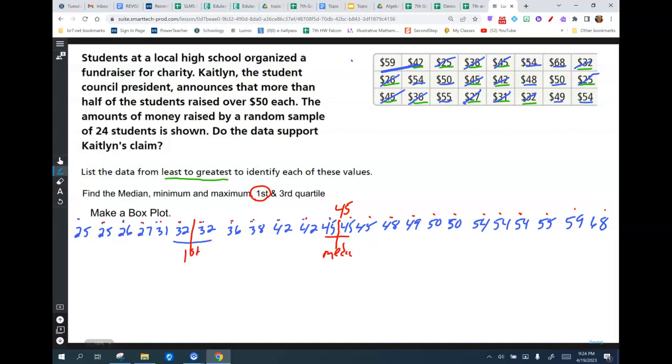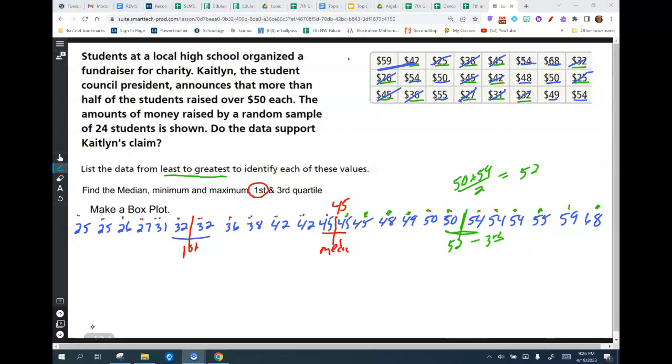Now I'm going to do the same thing on this back side. I'm going to match them up. So this one and this one, this one and this one, this one and that one. Find that middle number. These are my two middle numbers, 50 and 54. I'm going to go halfway in between them. So I'm going to add 50 plus 54 and divide that by 2, or you can just look at it and go, what's halfway in between? It's going to be 52. So 52 is your third quartile.